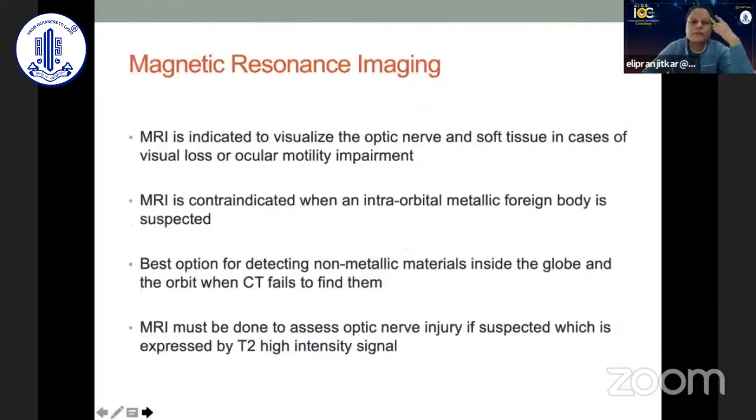Now, the MRI is indicated to visualize optic nerve and soft tissue in case of visual loss or when there is ocular mobility impairment. However, it is contraindicated when intraorbital metallic foreign body is suspected. And the best option for detecting non-metallic materials inside the globe when CT fails to find them is the MRI. It must be done to assess optic nerve injury if suspected, which is assessed by T2 high signal intensity. Next slide.